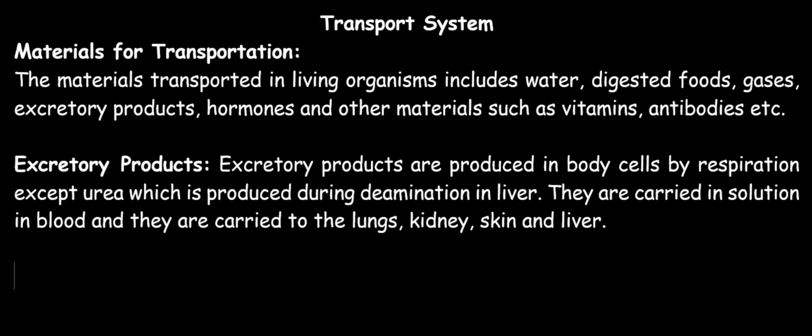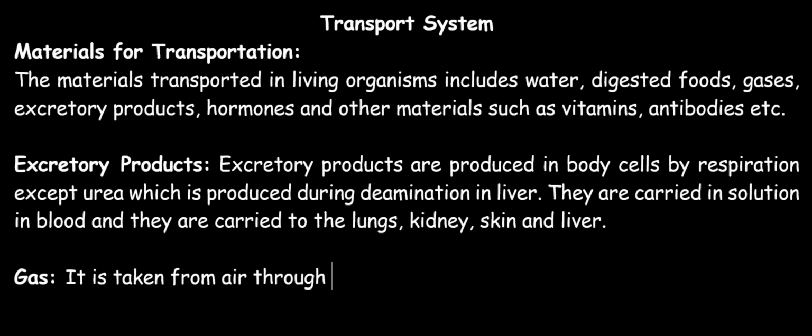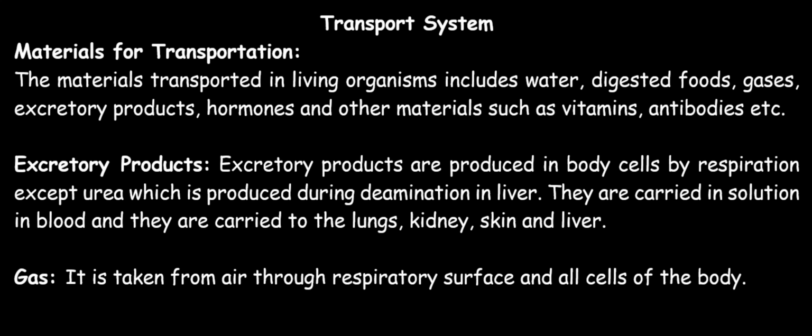The next material that is being transported that we'll be looking at is gas. Gases are taken from air through respiratory surfaces to all cells of the body. For example, when we breathe in, oxygen enters into our body, and for it to be transported to various tissues where it's going to work, it needs to pass through the blood, and this is why gases are materials that are transported. Also, carbon dioxide is transported out of the body.